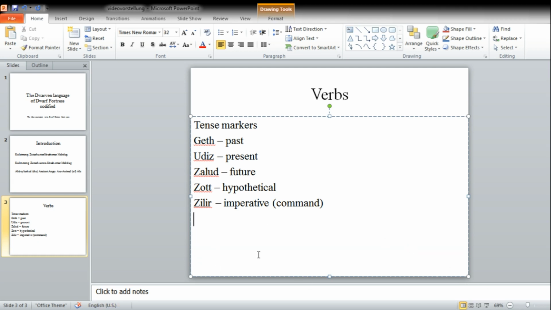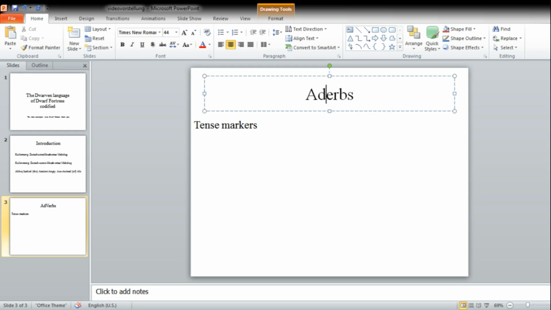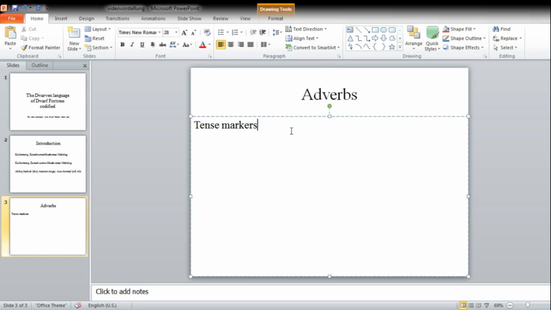Okay, that's verbs. Let's see. I believe I didn't forget anything. And again, this is all on the forum post, which I recommend that you read. What next? Yes. Something very similar to verbs and adjectives. Adverbs. So, adverbs are pretty simple. An adverb is an adjective for a verb. So, adjectives describe nouns, adverbs describe verbs.